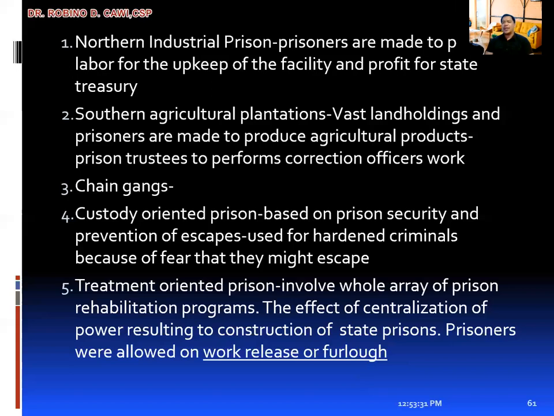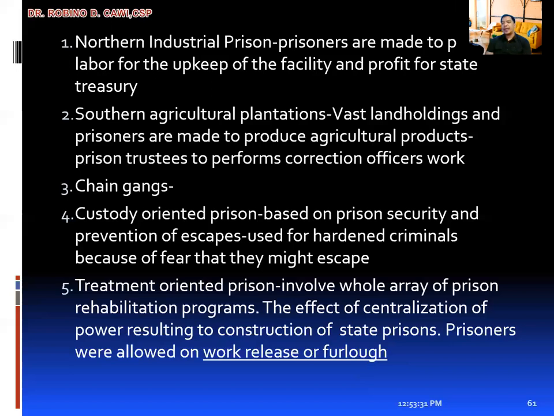Initially, the chain gangs were intended for the blacks, but eventually, because of anti-discrimination in the United States, they included whites, until such time that women were also included as part of this so-called chain gangs program. And then we also have the so-called custody-oriented prison.